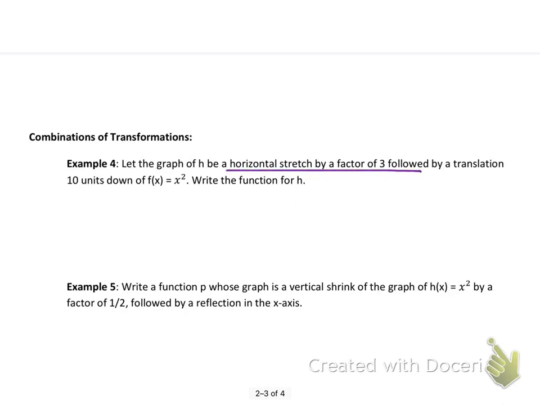All right, so because it's horizontal, it goes inside. Because horizontal goes inside, and we do the inverse. So that 3 is going to turn into a 1/3. So that's 1/3 x squared. That's on the inside, and we flipped it.